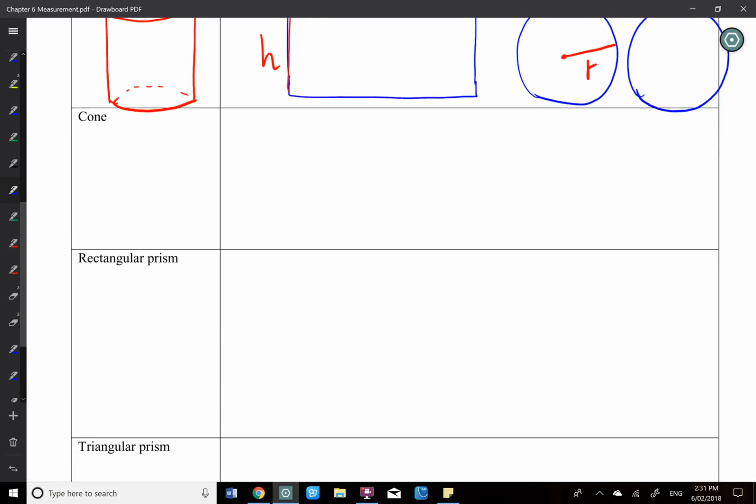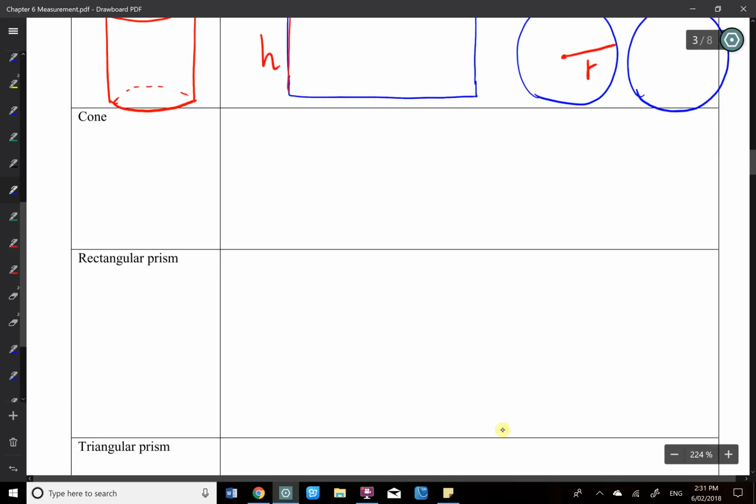And then if we think about the net for the cone, if we sketch a cone here, it will be this. We have the radius R as well. We can label some values. This length is called the slant height, S. We use S to represent that. If it's a right cone, those two will be S.